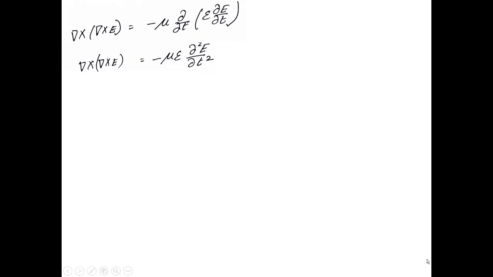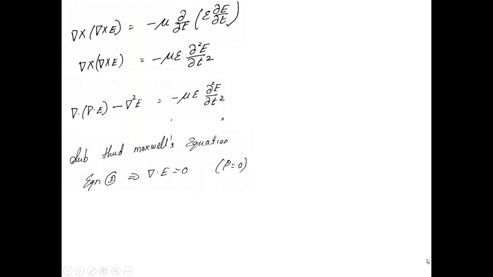After that, in the LHS, we have del cross del cross E. So this can be expanded by the curl formula. We can write that as del cross del cross E is equal to del of del dot E minus del square E. We are using this formula. So after substituting this formula, we can go with the Maxwell's third equation. Maxwell's third equation is del dot E is equal to 0.